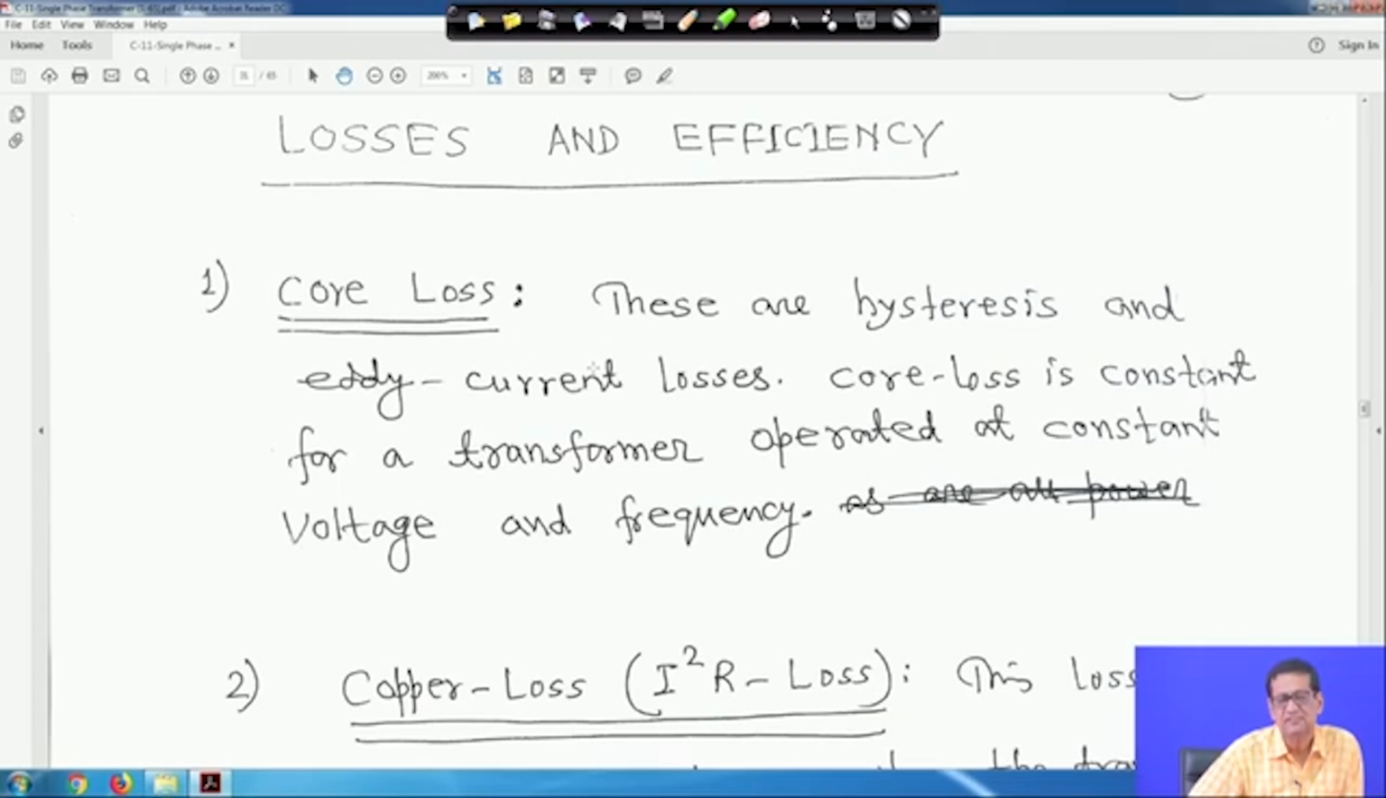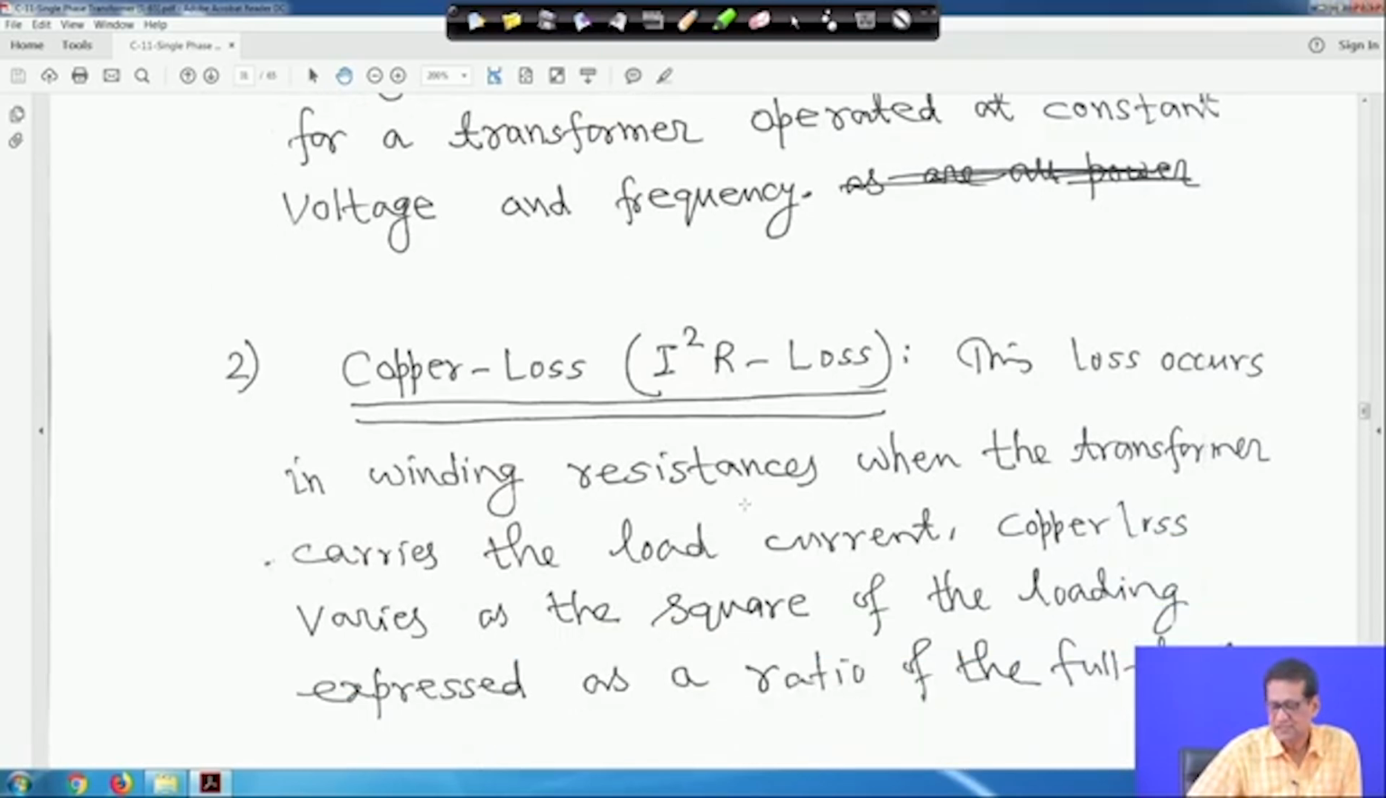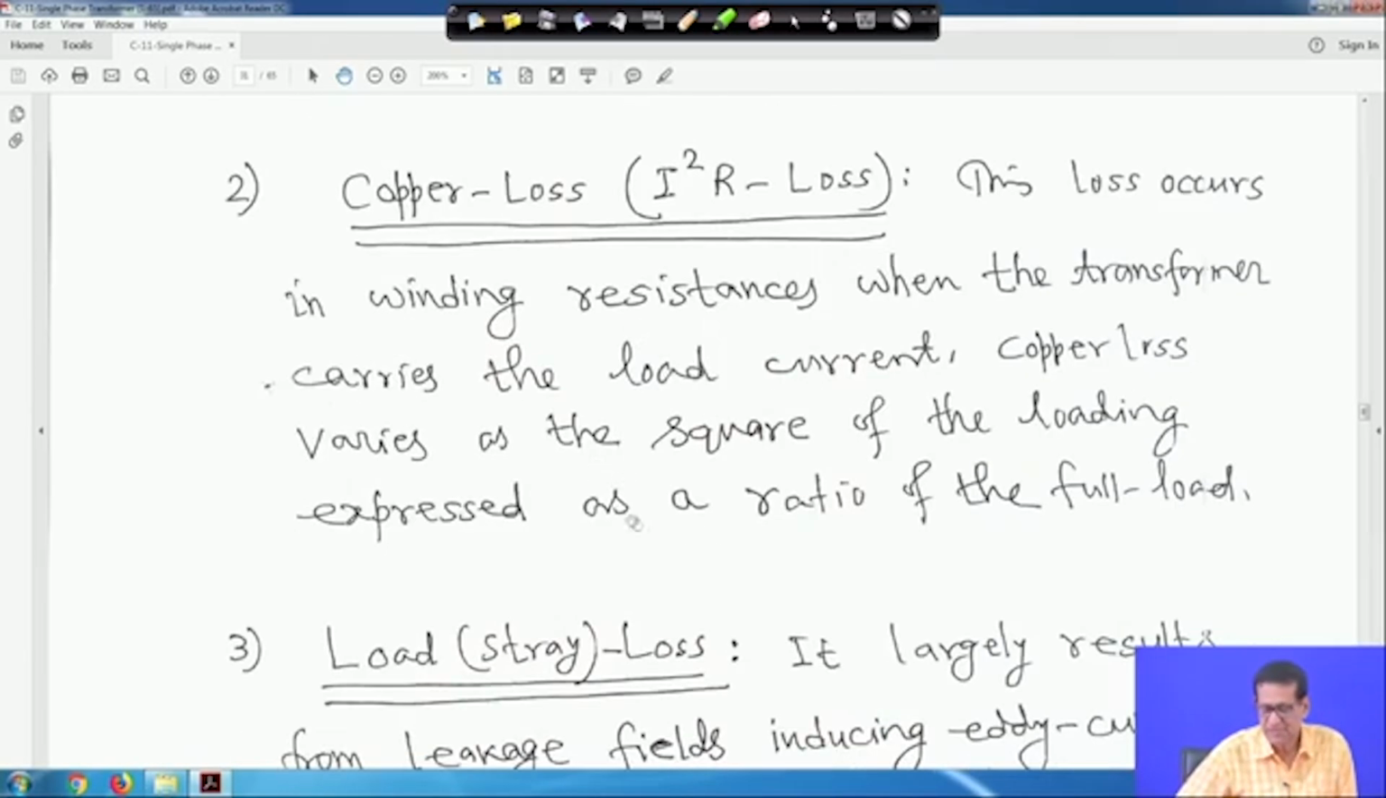So we will consider that the core loss is basically constant. The copper loss, that is I square R loss, occurs in the winding resistances when the transformer carries the load current. If the load varies, the transformer current I varies, therefore this copper loss is a variable loss. All the time the load is not constant, hence the current is not constant. So copper loss varies as the square of the loading, expressed as a ratio of the full load.